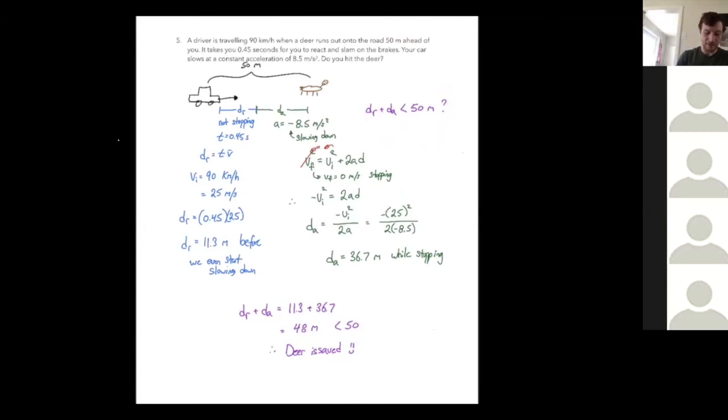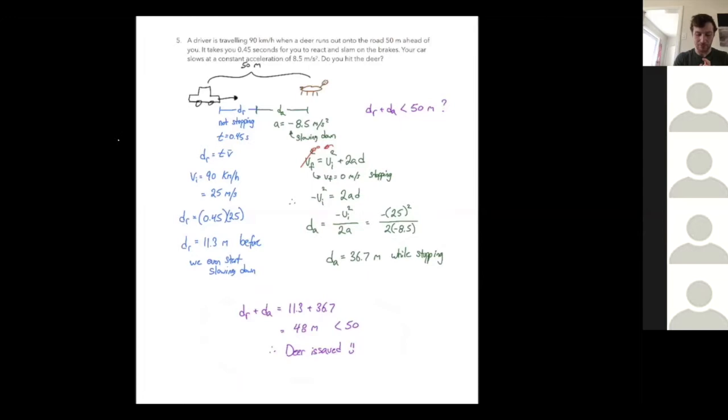Pretty much all that's happening here, you've got a distance that you're traveling while you're reacting, and then you have a distance you're traveling while you're slowing down. If it tells you that the deer is 50 meters ahead of the car, then you have 50 meters to stop. So you need to figure out how far you traveled before you started braking, and then how far you traveled while you stopped. And in this case, the deer was saved. I can change this question up a whole bunch of different ways just by giving you different information and asking for something else.